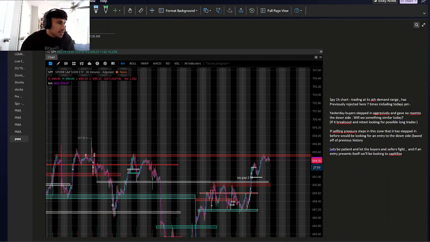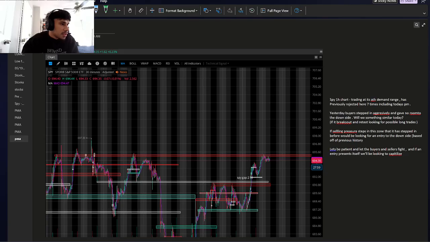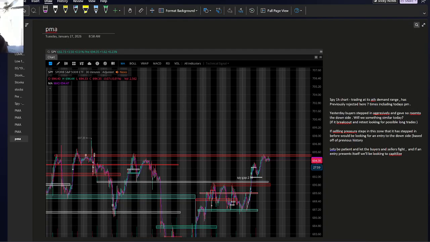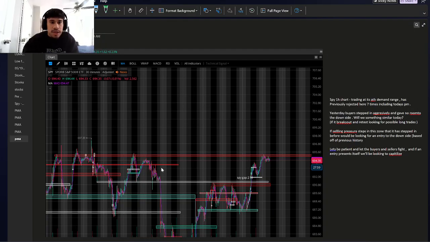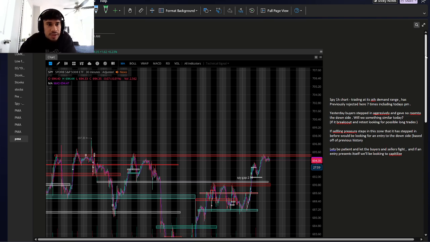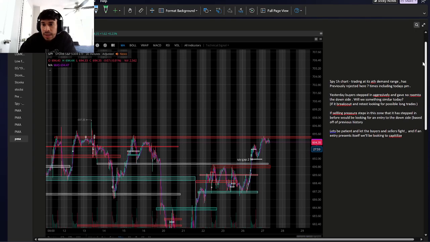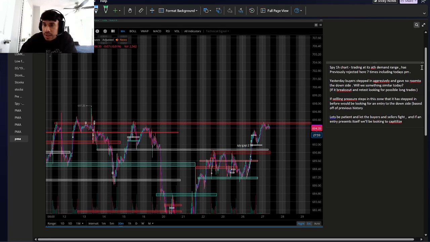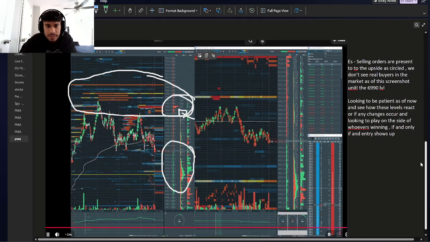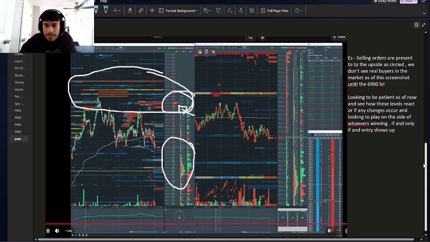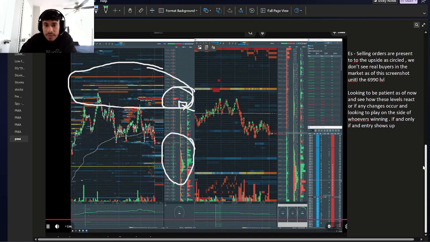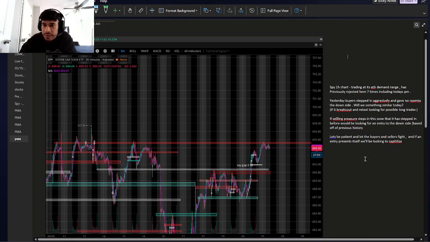Okay, as you guys can see, so this is my pre-market analysis. This is for Tuesday, January 27th, 2026, and what you guys are looking at here is the SPY chart. SPY being the S&P 500, and this is the 30-minute chart. This one down here is the order book. This is Bookmap, which shows order flow, but we'll get into that next.